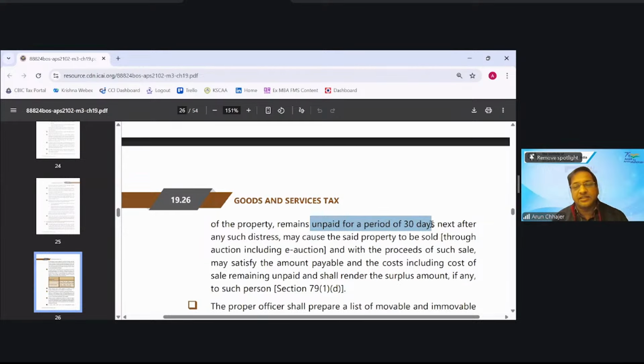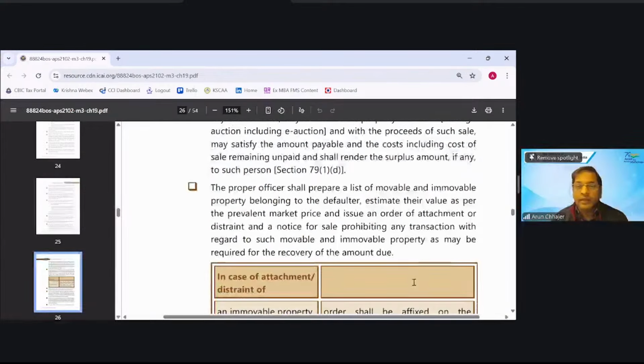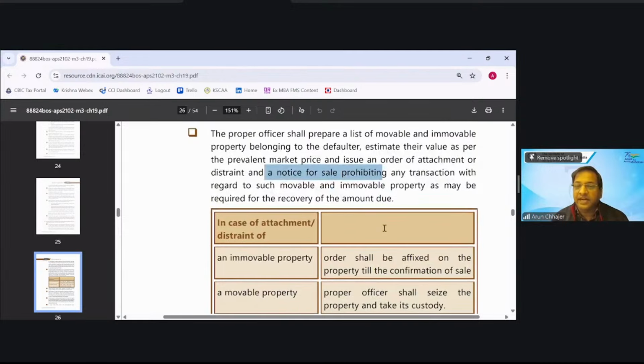Next, after that, such distress may cause that property to be sold through auction, including e-auction. And the sale proceeds may satisfy the amount payable and the cost, including the cost of sale, that remain unpaid, and shall render the surplus, if any, to that person. The proper officer shall prepare the list of the movable and immovable property of the defaulter, estimate their value as per the prevalent market price, and issue an order of the attachment or distraint and a notice of the sale prohibiting any transaction with regard to the movable or immovable property, as the case may be.